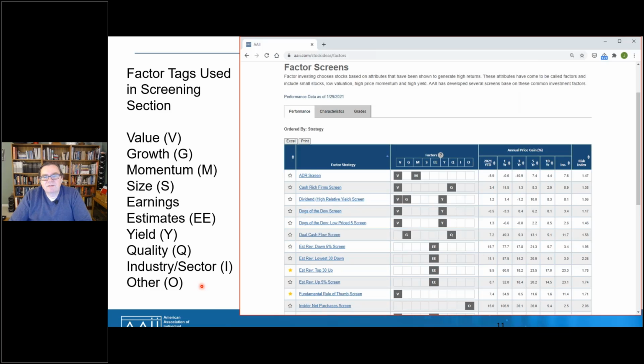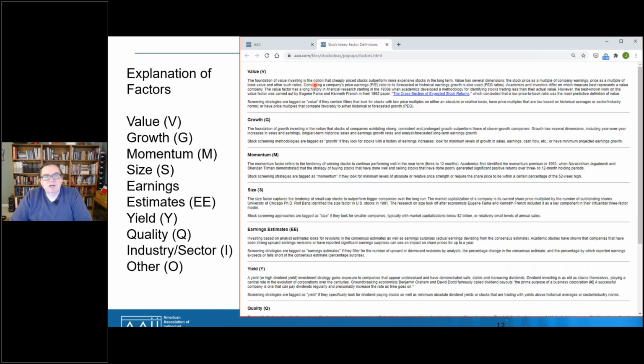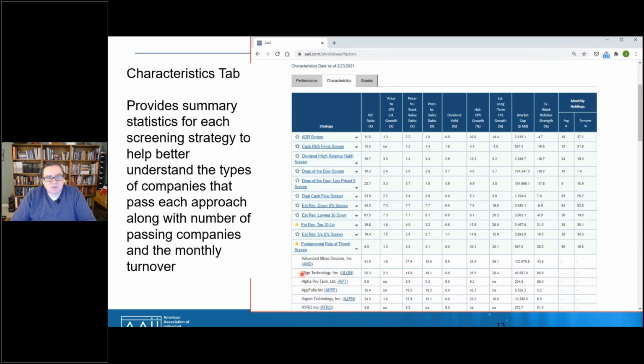So again, if you click on this little question mark next to factors, you'll then get a deeper explanation as to what we mean by value or growth or momentum. And again, momentum is price momentum. Size is the screens that are smaller in nature. Earnings estimates, screens that require some sort of earnings estimate revision, earnings surprise. Yield, there's some requirement for income in there. So when you start to look for a screening approach that makes sense for you, you're going to focus a little bit on what kind of qualities drive these particular screens.